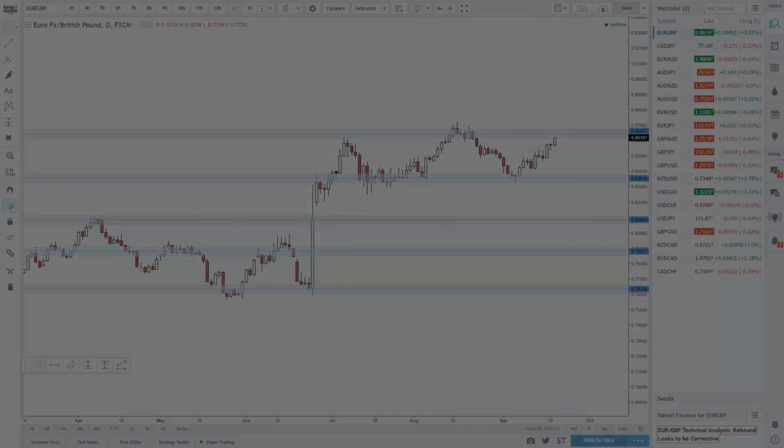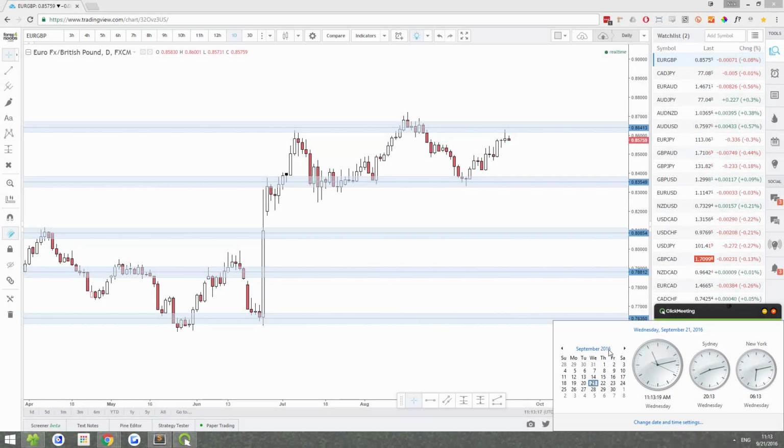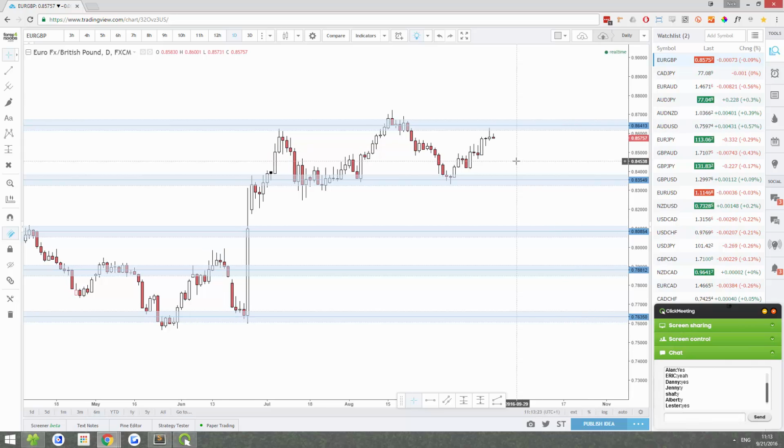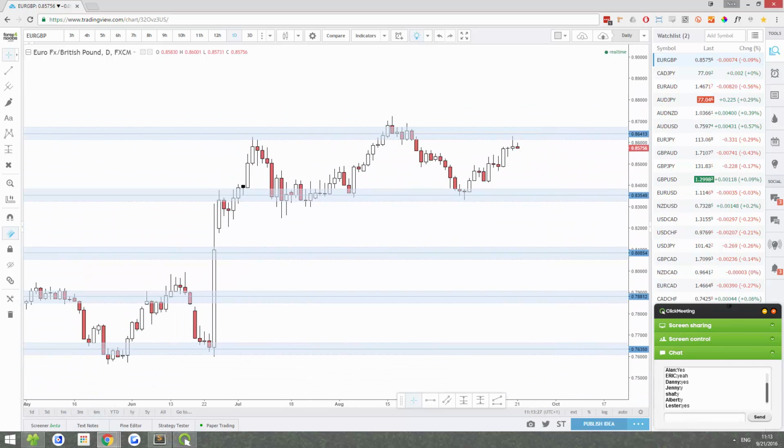Anyway, enjoy the analysis. Today is Wednesday, the 21st of September 2016, and the time is 11:13 here in the UK. You're looking at a Euro GBP daily chart. Okay, so let's get started with the analysis.